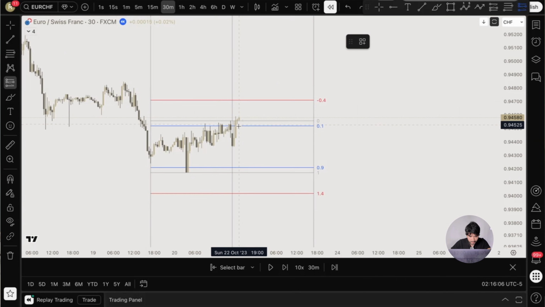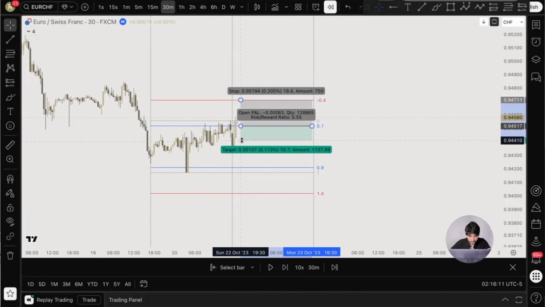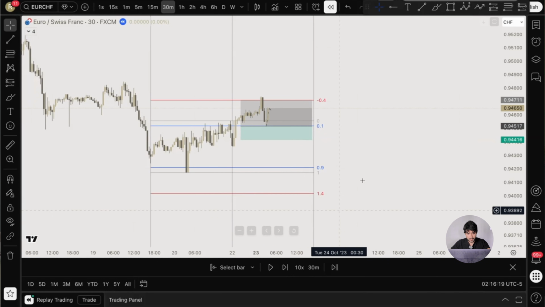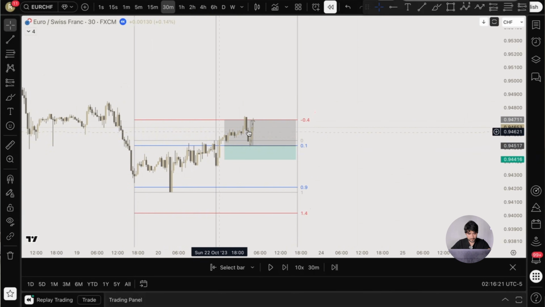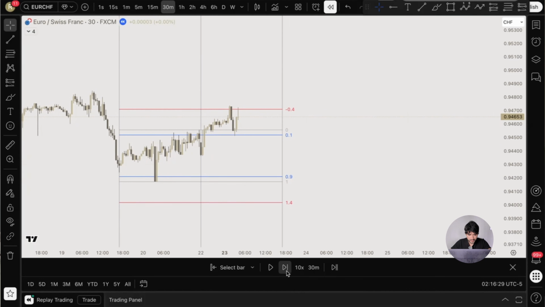That's perfect. So we'll go ahead and place the entry there, followed by stop loss at the negative 0.4, followed by a 0.5 R take profit. Okay, that is going to be a -1. So we'll go ahead and delete that, come back to our trade journal and document a -1 RR. And we'll let this range close out and we'll take the next positions.